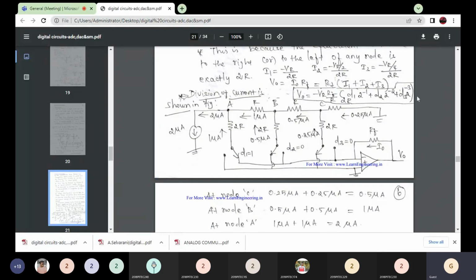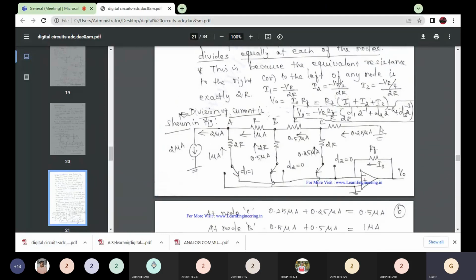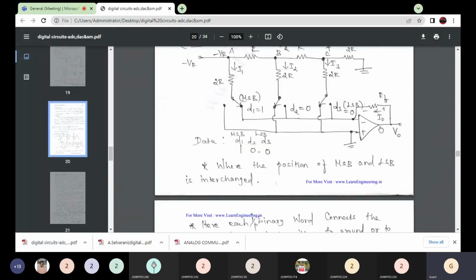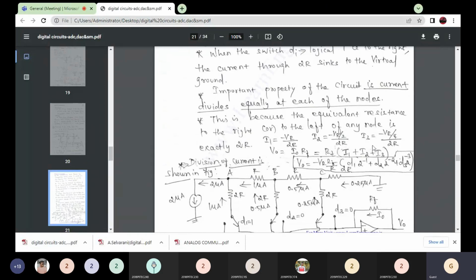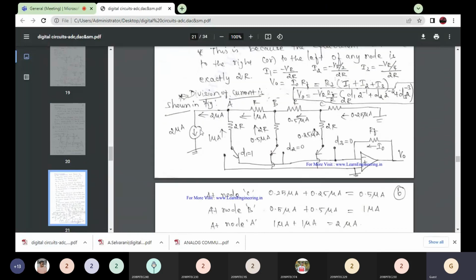So here we just redraw the circuit. In the previous circuit, the voltages were considered equally divided at each node. Similarly, we consider the current. Here I consider the current to be 2 microamps, so at that node we have 2 microamps. This 2 microamps current is equally divided, so the currents flowing through the two resistances are equal.